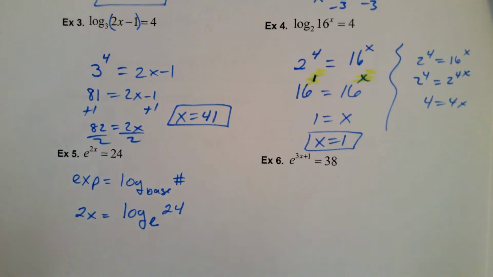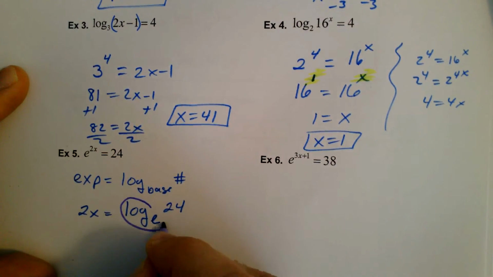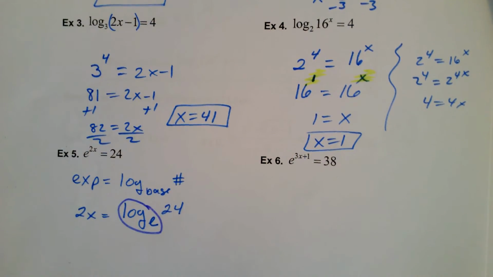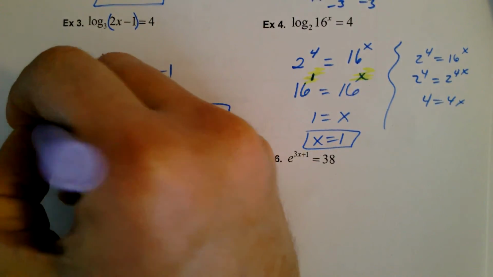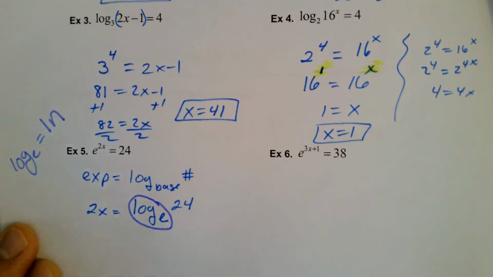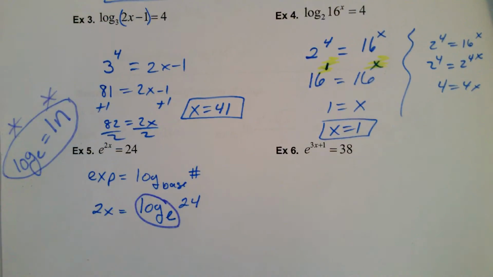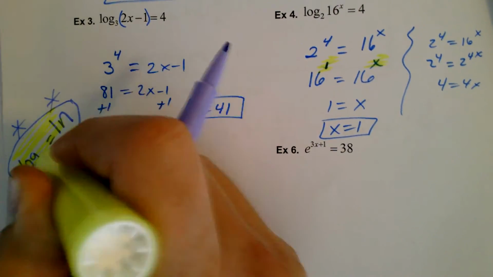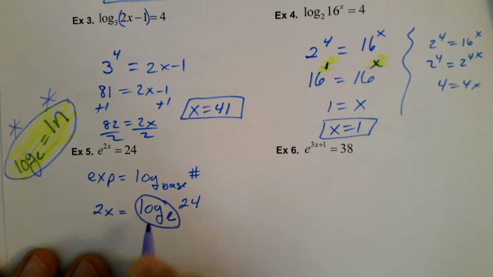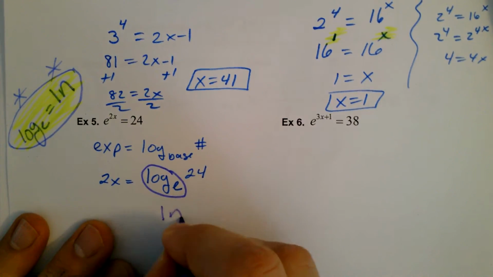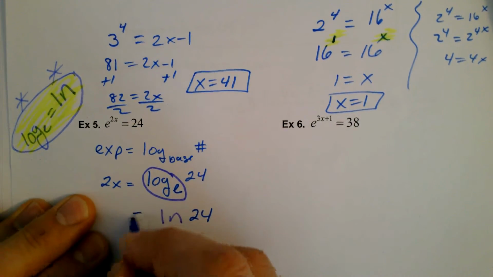This is where we either learned this yesterday, refreshed your memory today, or learned it today, one of the two. The log base e is a natural log. That's pretty important, so I'm going to circle that up, star it up, and highlight this. We need to know, especially for my math lab, they're not going to accept log base e. We need to know that this is really a natural log. So I really have the natural log of 24 equals 2x.